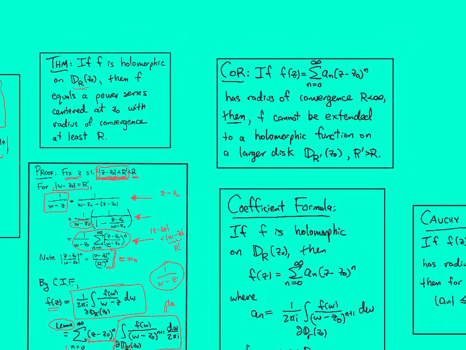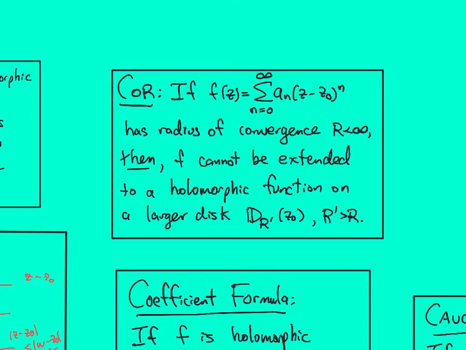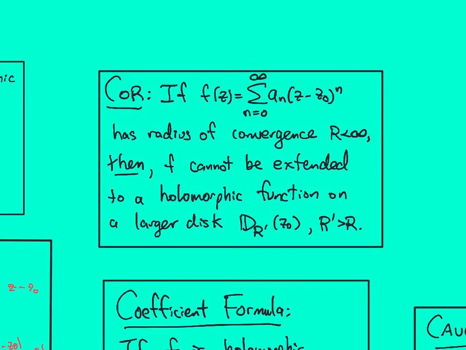So another way of stating this, or I guess just a simple corollary of this, is that if I have a power series with finite radius of convergence, then f cannot be extended to a holomorphic function on a larger disk. Why is that? Because if I could extend it to a holomorphic function on a larger disk, I could represent it as a power series on that larger disk by the previous theorem, and that would contradict the radius of convergence.